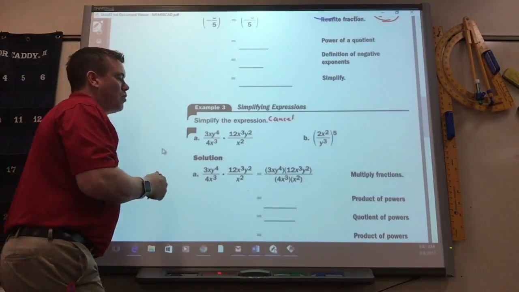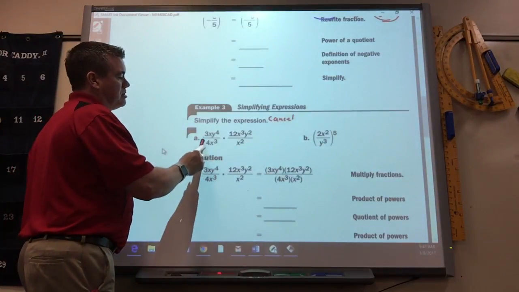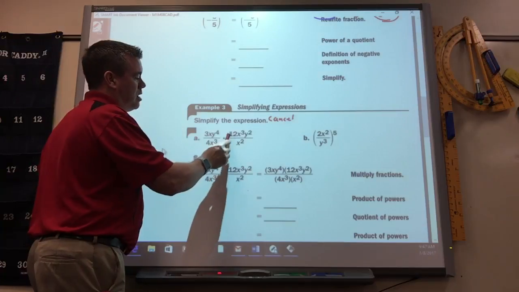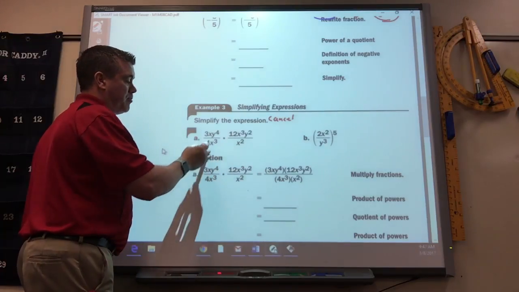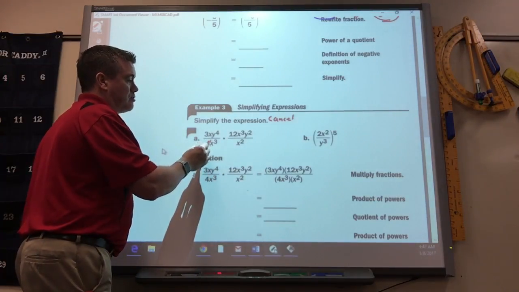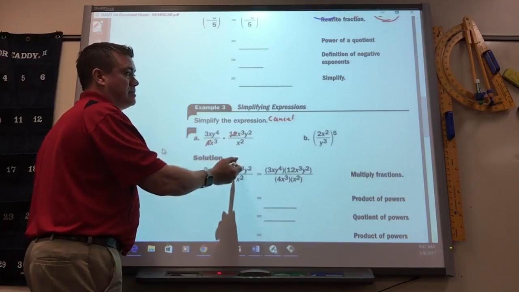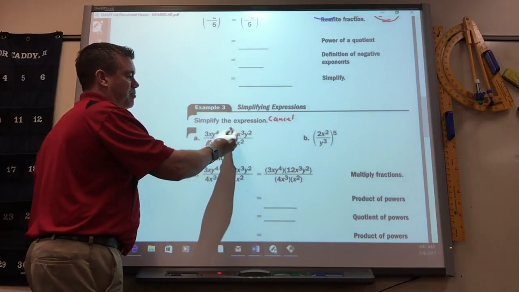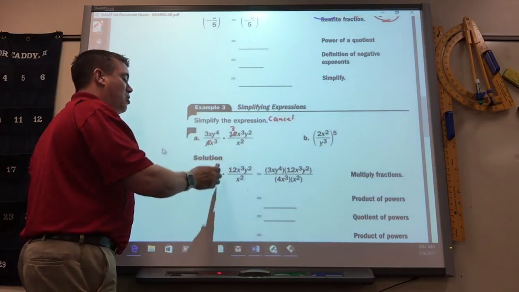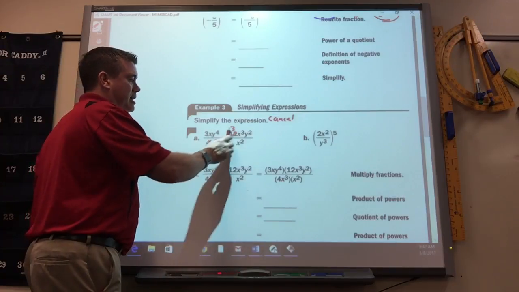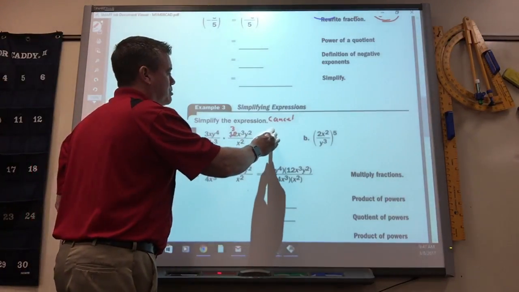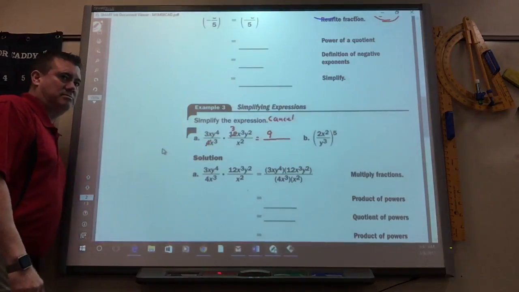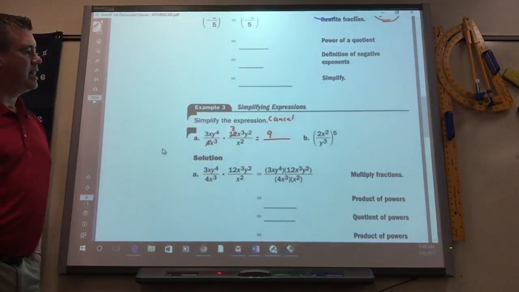So, of the numbers, there's a 3, a 12, and a 4 on the bottom. You could cross cancel this 4 with this 12, right? And it would become 3. So the only numbers left are a 3 times a 3 on top, which means there's going to be a 9 on top. Then look at the letters.